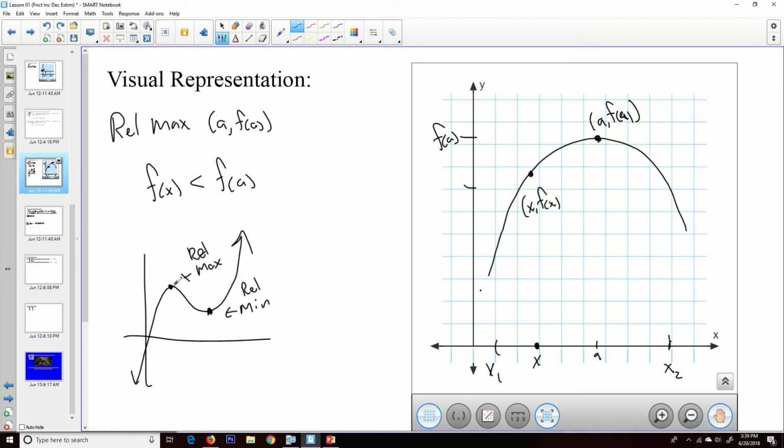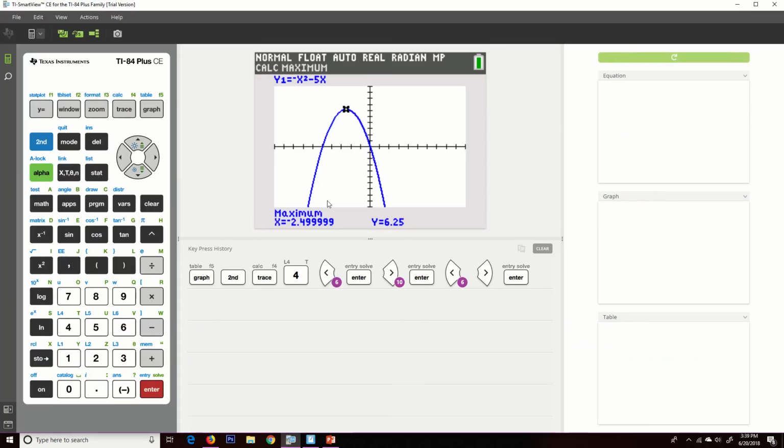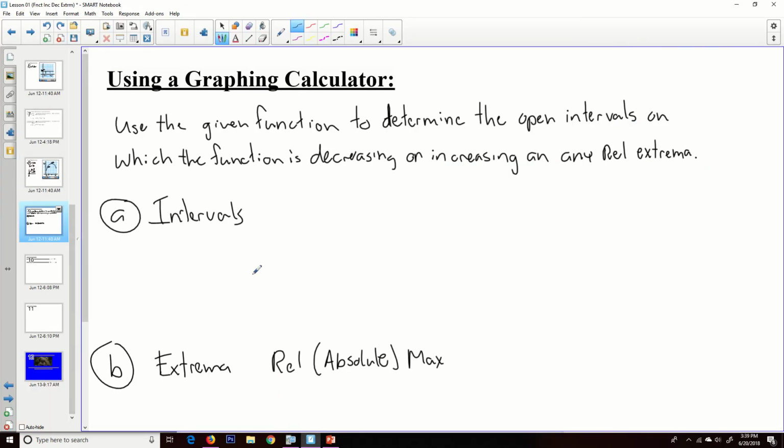Has a relative maximum here because, relative to an arbitrary distance away from that, it is the highest point, but it never has an absolute maximum. This is a relative minimum, but it never has an absolute minimum because it keeps going down forever. But in this particular instance, it goes down to the left and down to the right, so there's nothing higher than the point that we've come up with. Okay, that's a quick explanation.